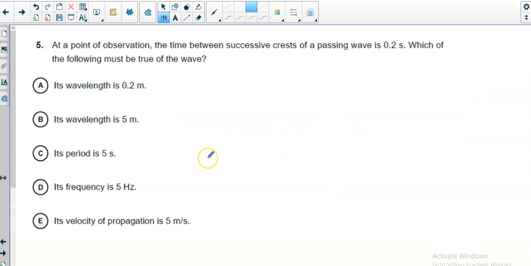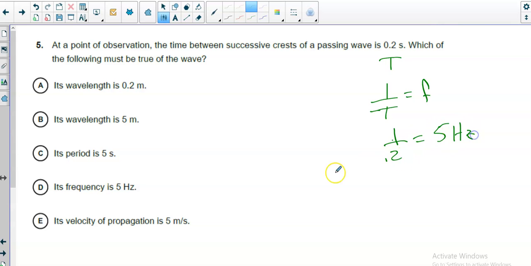At a point of observation, the time between successive crests of a passing wave is 0.2 seconds. So they've given us the period, which means you automatically should know the frequency. I just have to do 1 over the period, and that'll give me the frequency. If I flip 1 over 0.2, then the frequency comes out to be 5. So 1 over 0.2 is equal to 5 hertz. So the frequency is 5 hertz.